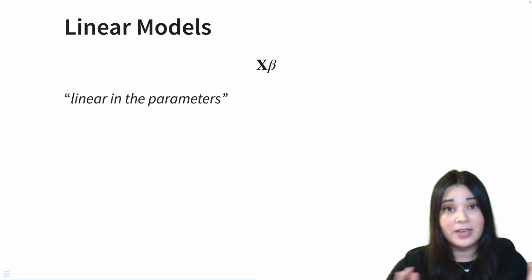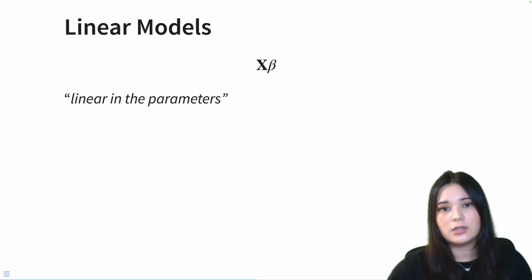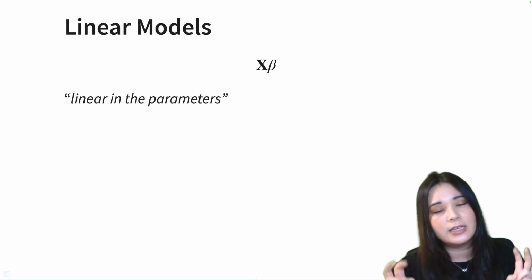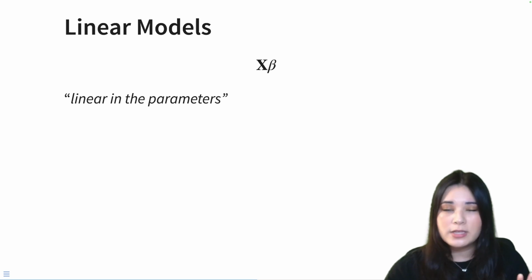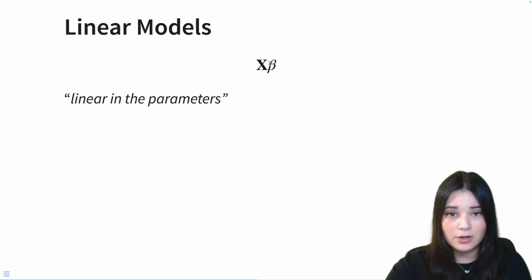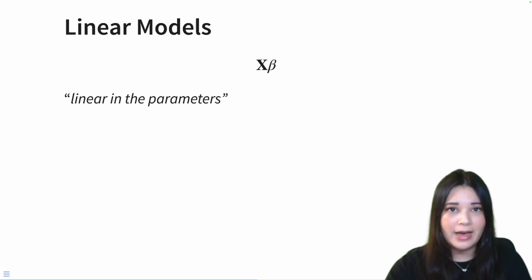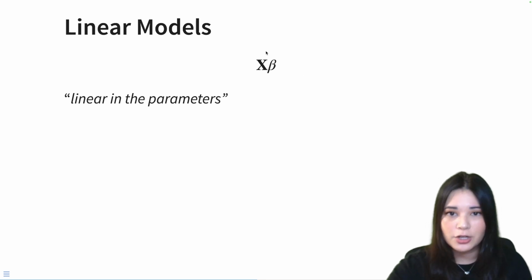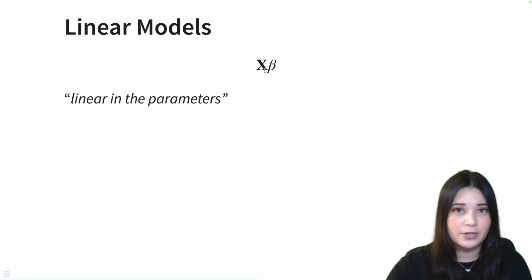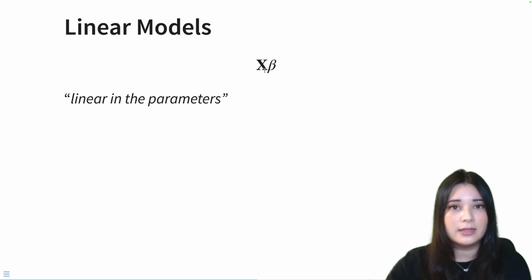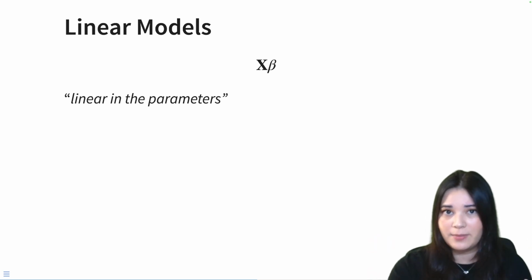Now, one of the things you might hear if you read about linear models at all is the term linear in the parameters. All this means is that we are using a linear model where our linear prediction is literally just a linear combination of the columns in our design matrix times the coefficients. So we don't actually have any nonlinearity in terms of how we're creating that linear prediction. It is literally just a linear combination of our design matrix.